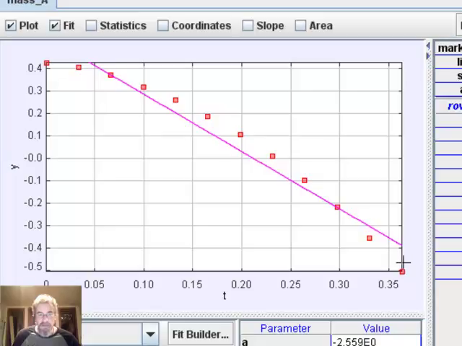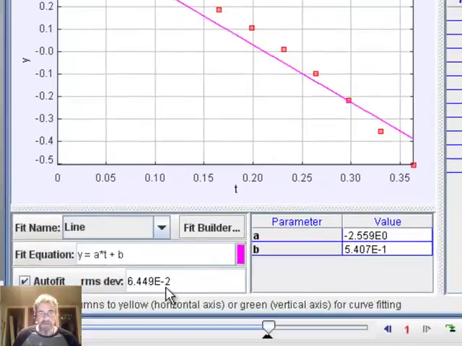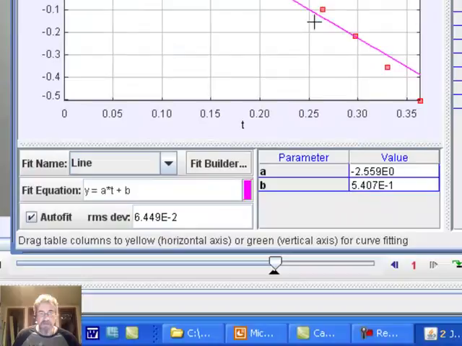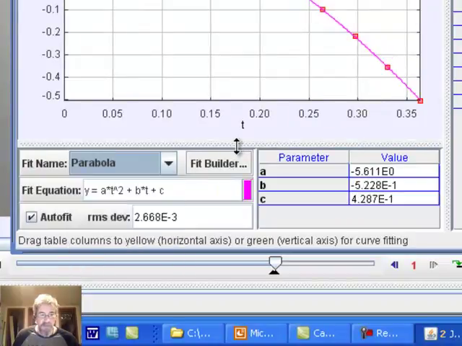So let's try a parabola, because that's what it sort of was looking like to us. And now we get an RMS deviation again in the hundreds. Very good correlation. And this is telling us that, in fact, the motion in the y-axis seems to be represented by a parabola.